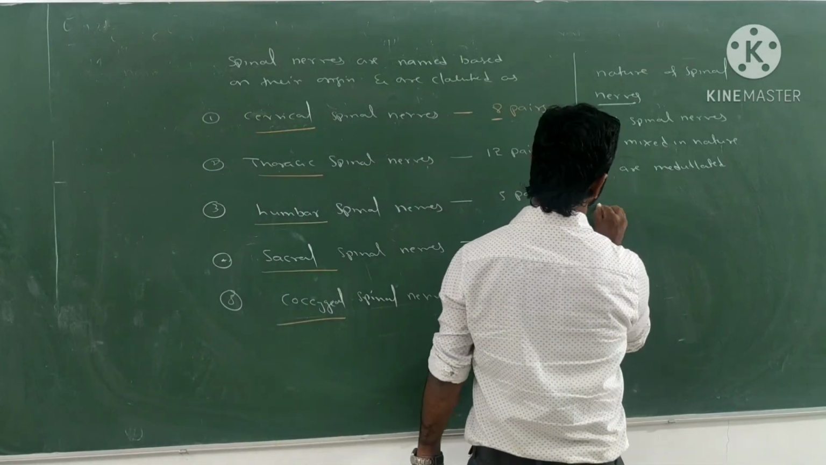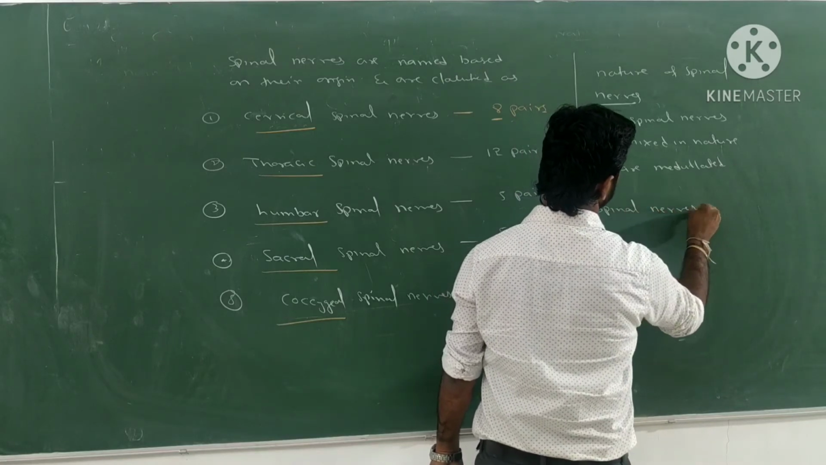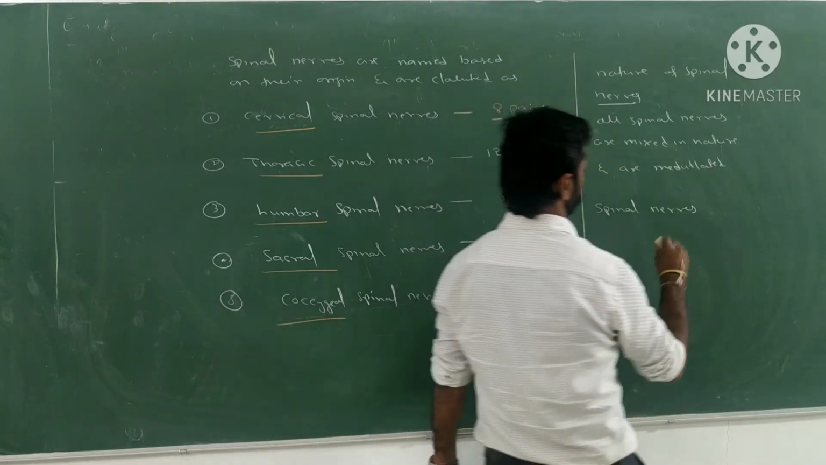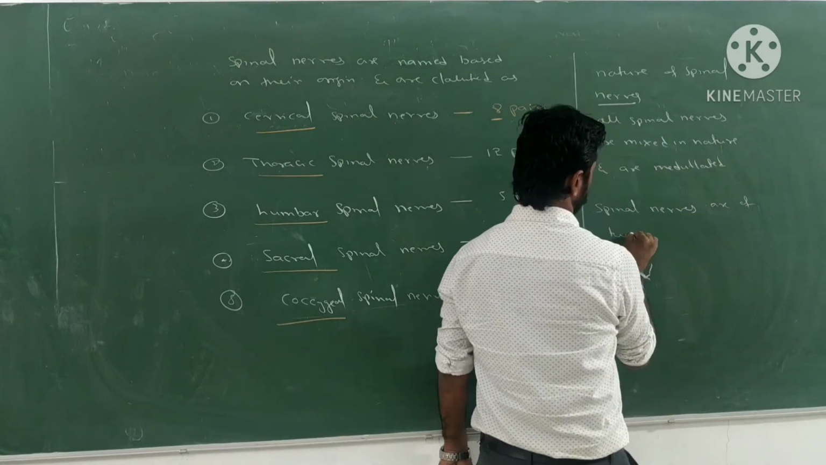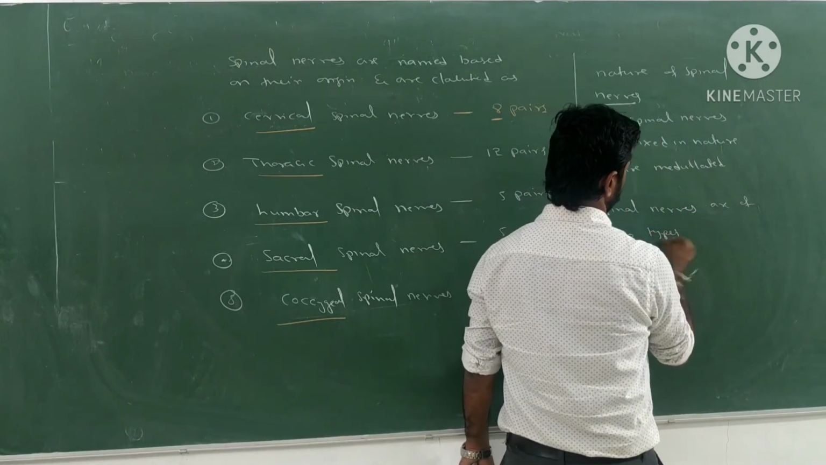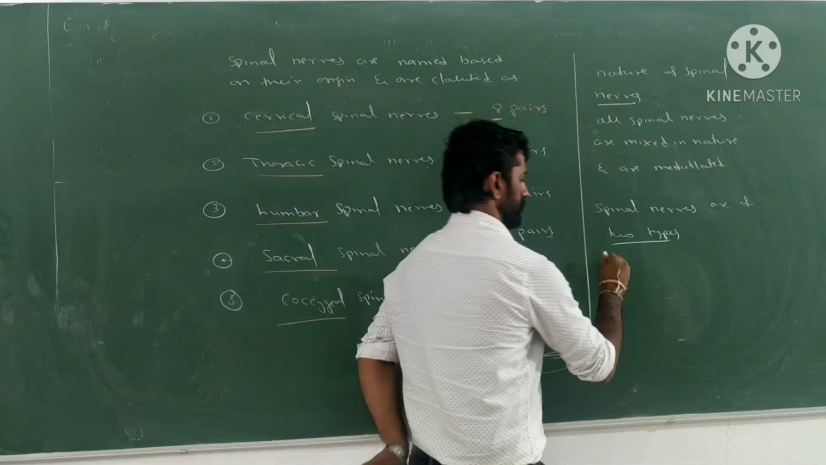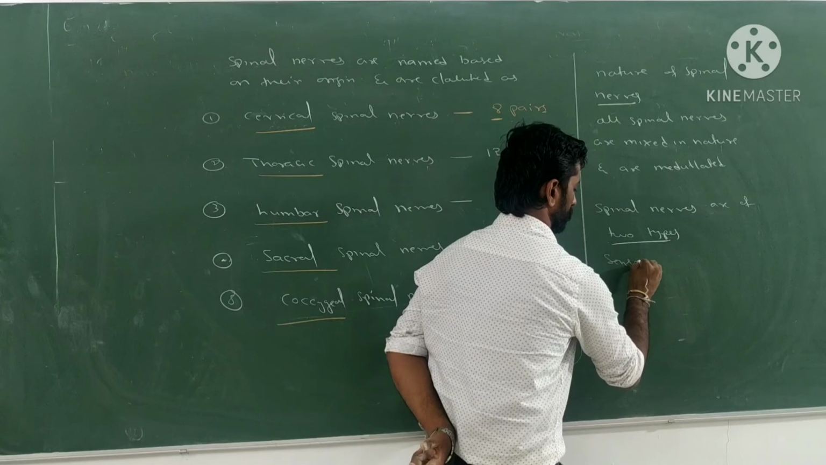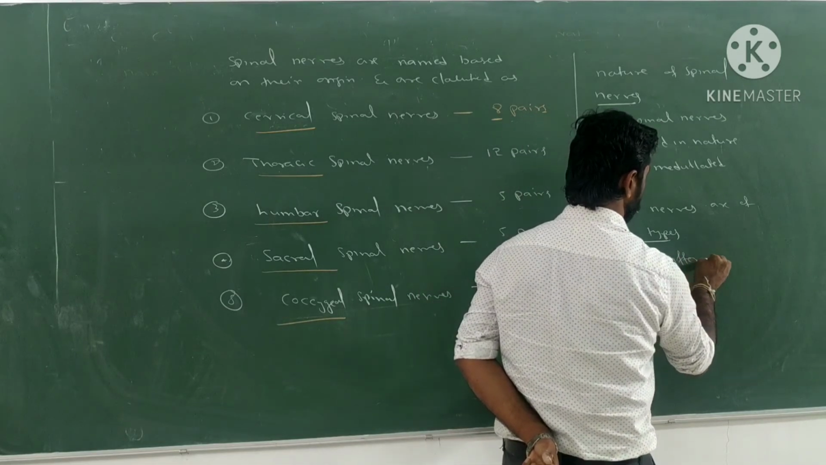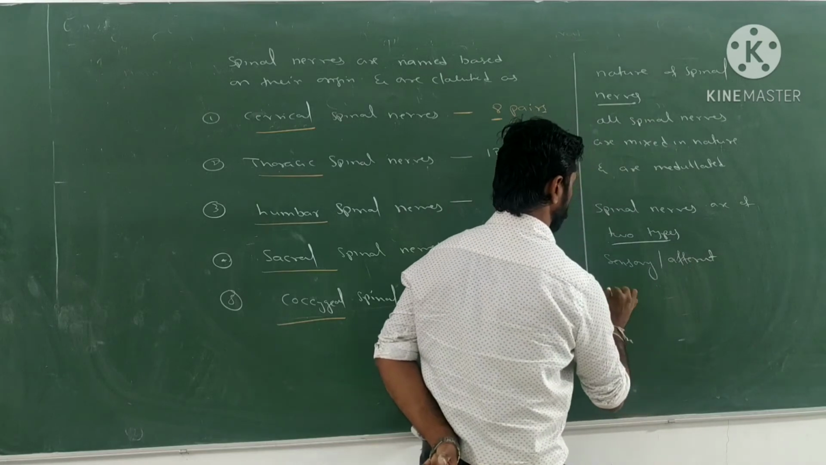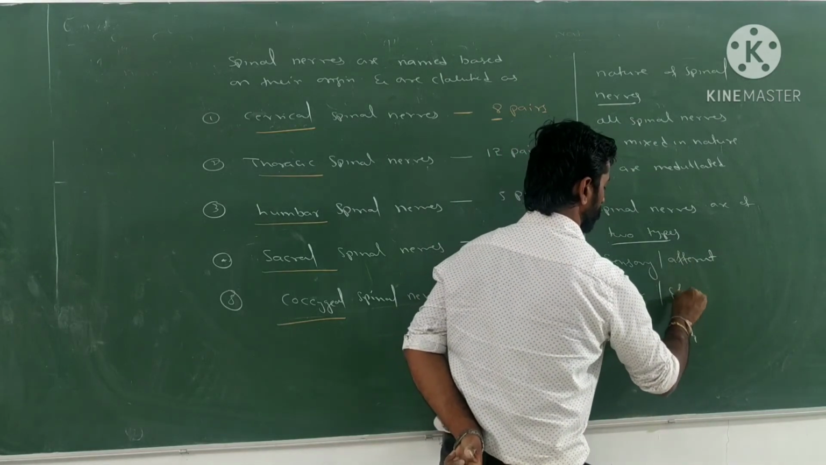Then the spinal nerves are of 2 types here. Spinal nerves are of 2 types. What are those? That is sensory or afferent, and the second one is motor or efferent.